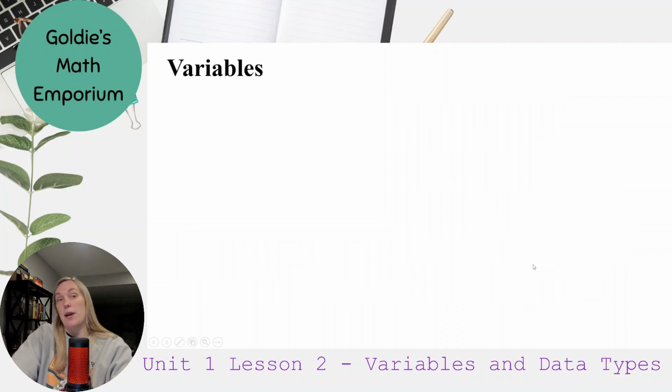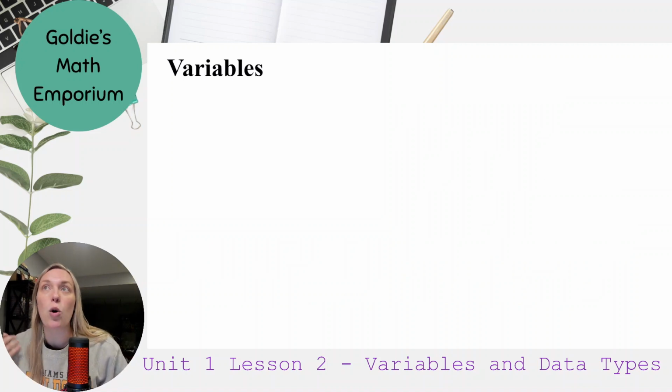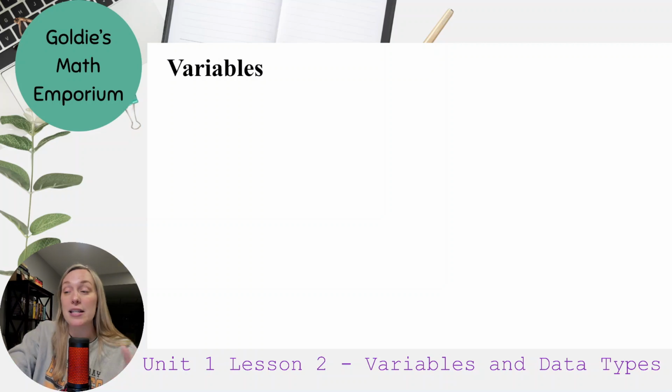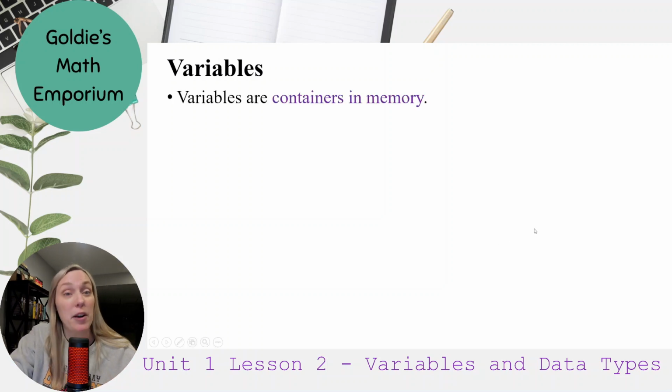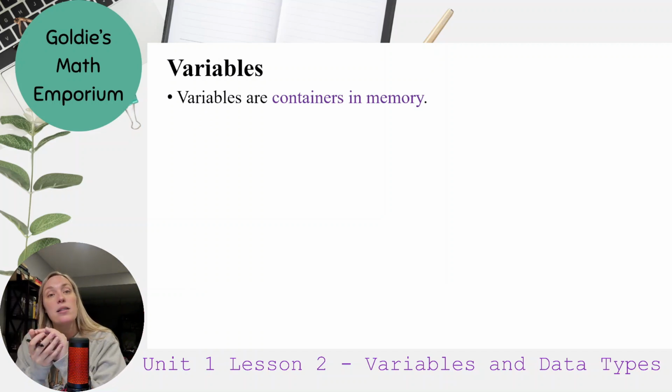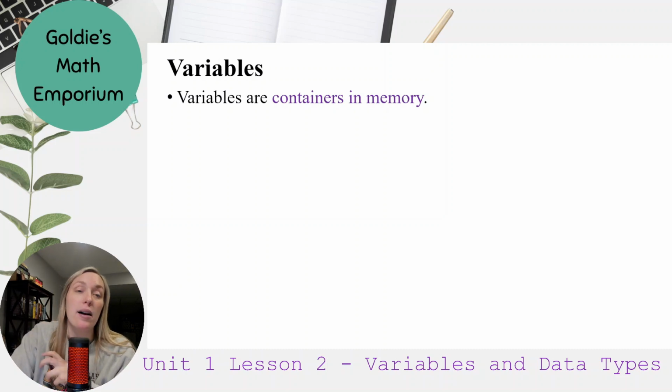So I keep saying variables, right? We use these identifiers to hold data, and the data is in the form of a variable. Think of variables as a container in memory. A variable is going to contain some single piece of data.